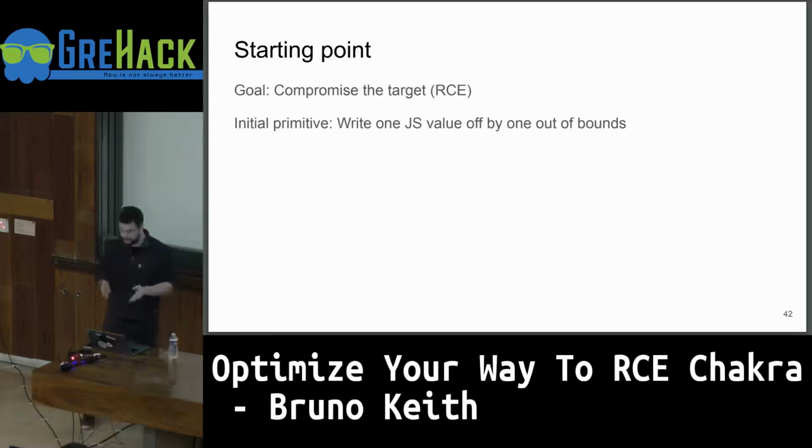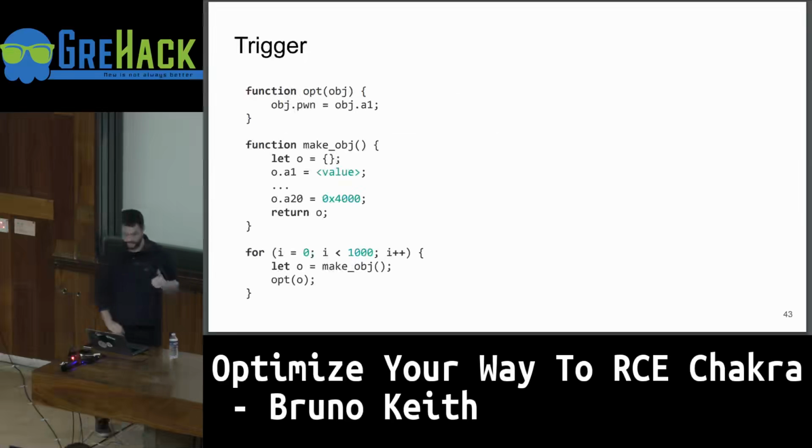So let's write down the goal. We want to compromise the target. What that means: remote code execution. And the initial primitive we get is we write one JS value off by one out of bounds. So we'll be looking a bit at what happens here.